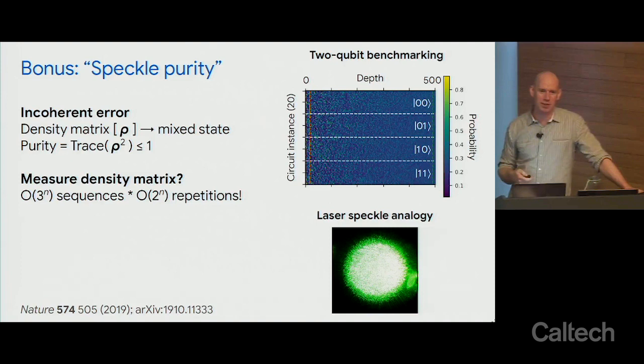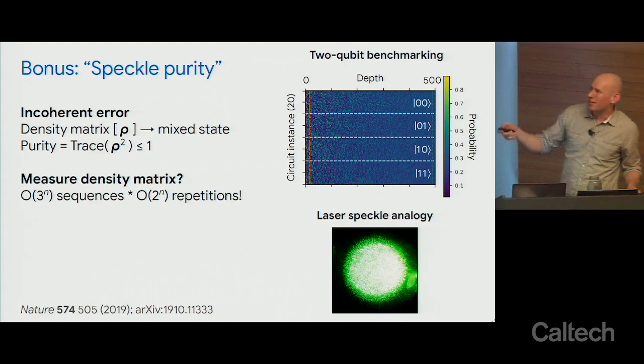But we had an interesting observation. So let's take a look at this data here. This is two-qubit benchmarking data. This is like the raw probabilities, where each pixel is a probability for a specific state, a specific circuit, and a specific depth. And we have this whole array of pixels here. On the left side, you can observe it's kind of speckly, right? There's something kind of going on here.